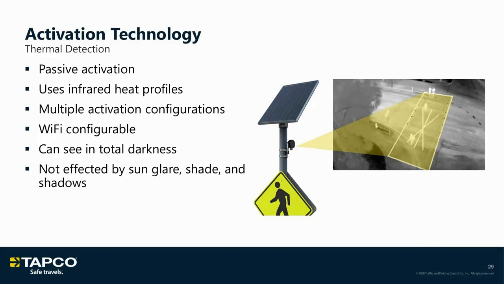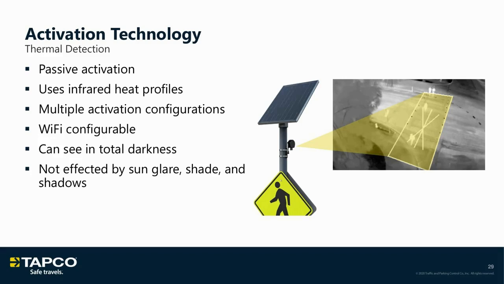Yet another activation is our thermal detection. So this is a passive activation. It uses your heat signatures from humans to be able to detect and to activate the system. So there's different ways to configure. You can do that by Wi-Fi, and it's really neat because you're able to see in total darkness.